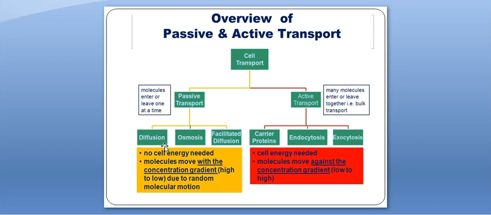What is passive transport? Diffusion, osmosis and facilitated diffusion come under that. No cell energy is needed. The molecules move with the concentration gradient, that is from high to low, due to random molecular motion. And in active transport, there are carrier proteins, endocytosis and exocytosis. Here cell energy is needed in the form of ATP. The molecules move against the concentration gradient, that is from low to high.